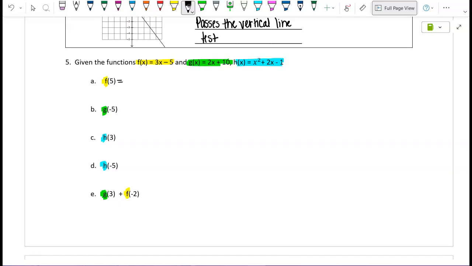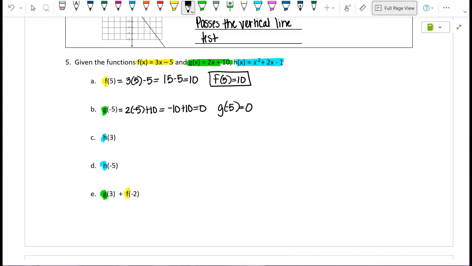So f of 5 means I take 3 times 5 minus 5. So 15 minus 5 equals 10. So f of 5 equals 10. In other words, when I input 5, I get an output of 10. g of negative 5 is 2 times negative 5 plus 10. So negative 10 plus 10 equals 0. So g of negative 5 equals 0.